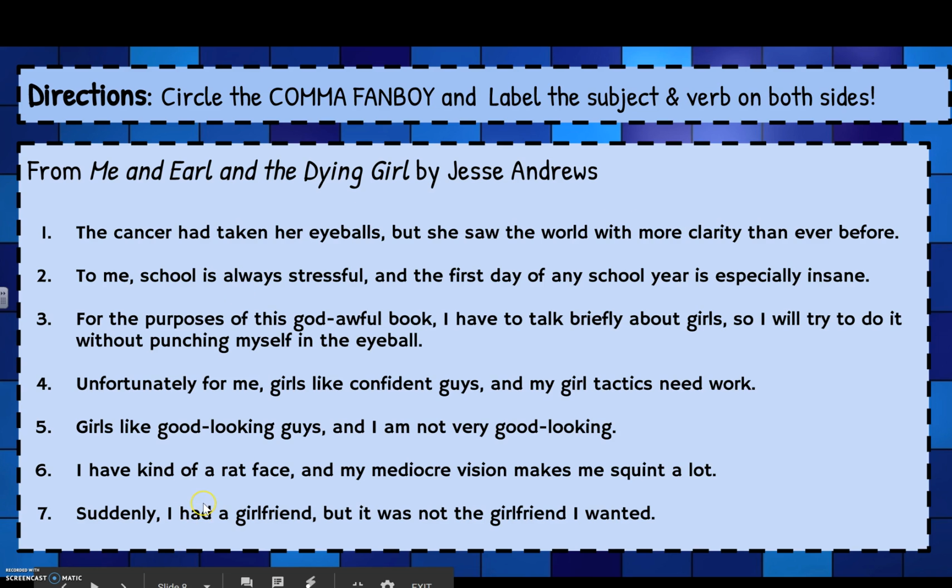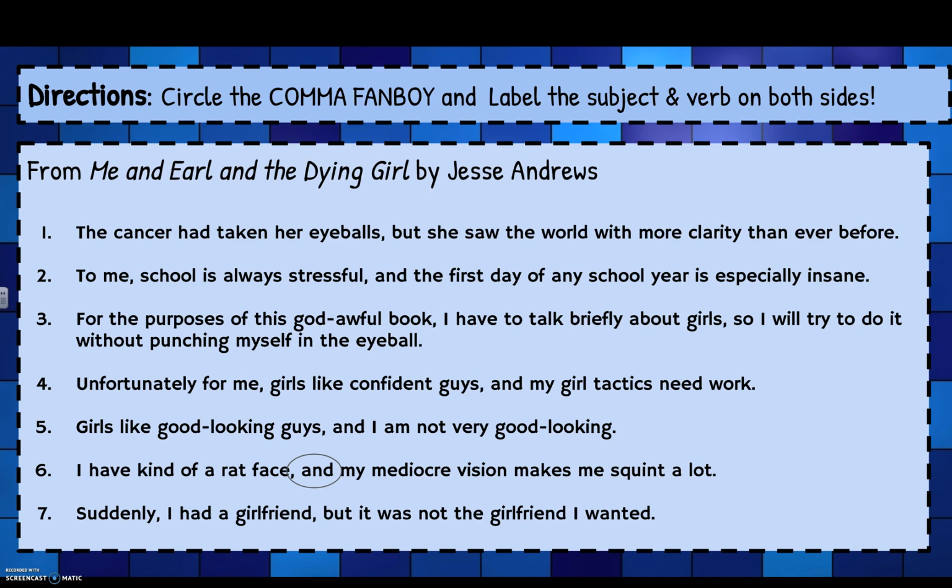And we started with number 7. I have kind of a rat face, and my mediocre vision makes me squint a lot. So what we're trying to prove is that a sentence is compound. And the first thing we're going to look for is that comma fanboy. If I see a comma fanboy, I'm going to circle it. Now, just because I see that doesn't mean it's compound. We have lots of different times when we can use a comma and a fanboy, like in commas in a series, or maybe in dialogue.